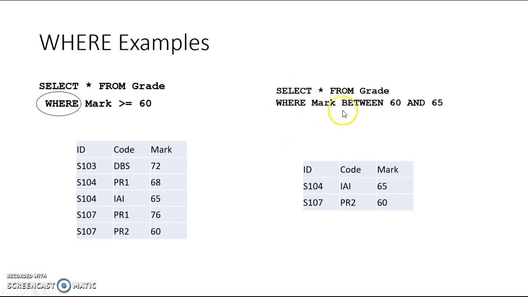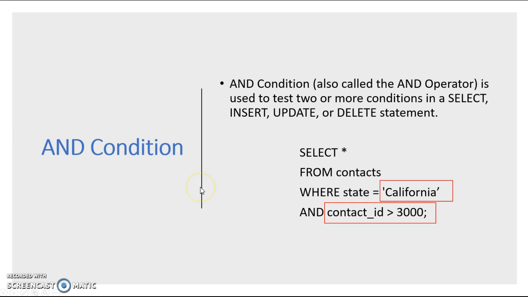And if we want to be more specific, if we want to get all the data from the grade table but where the values in the column mark are between 60 and 65, we can use the where clause. We specify the column where we want to establish the condition, and then we use an operator. In this case, we use the between operator, and we receive this one.